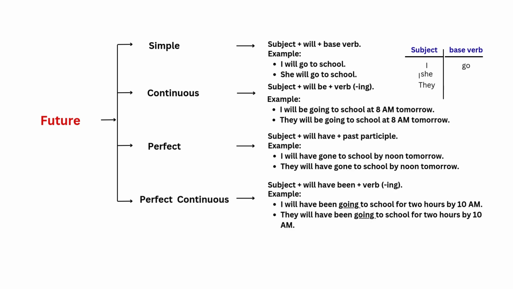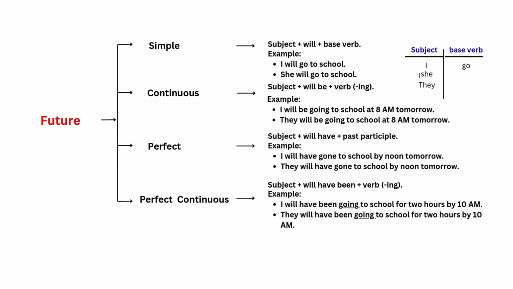Future perfect continuous. Subject plus will have been plus verbing. Example: I will have been going to school for 2 hours by 10 a.m. means that by 10 a.m., the person will have been in the process of going to school for a duration of 2 hours. The action of going to school will still be ongoing at 10 a.m., but it will have lasted for 2 hours by that time.